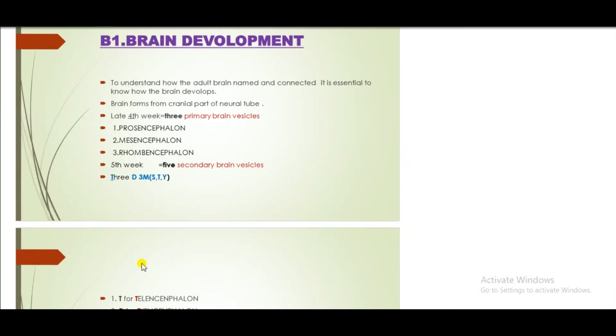In this section, we are going to discuss brain development, and also we talk about the organization, like the gray matter, white matter. Okay, and let's go to our discussion, the brain development.